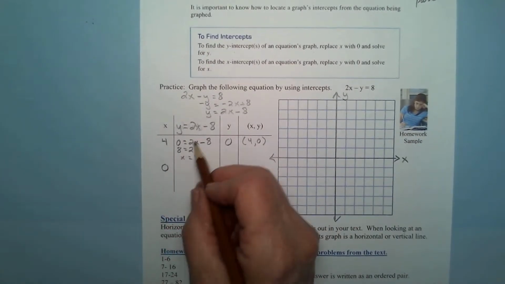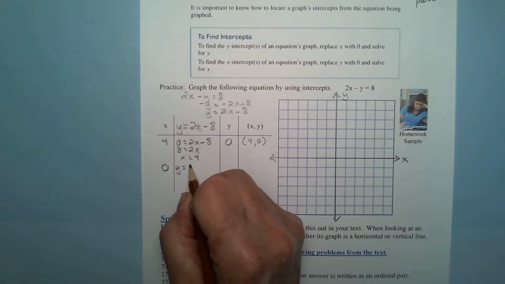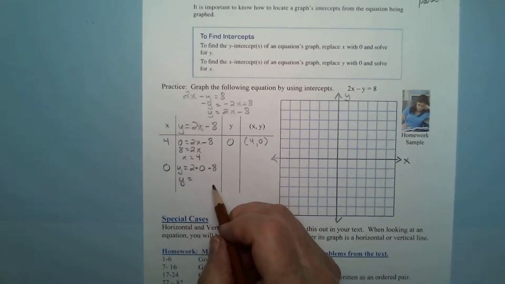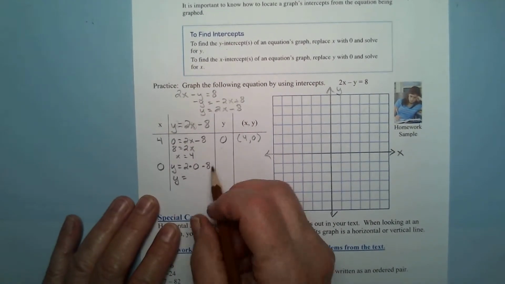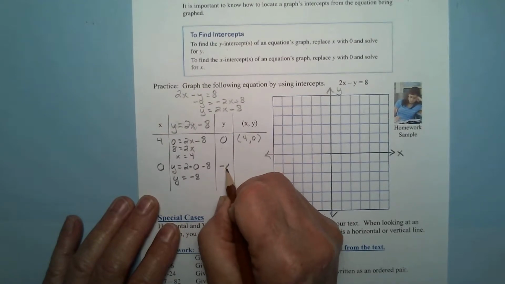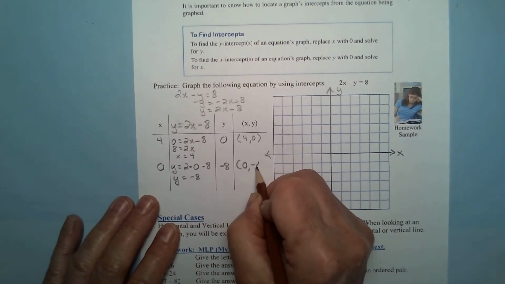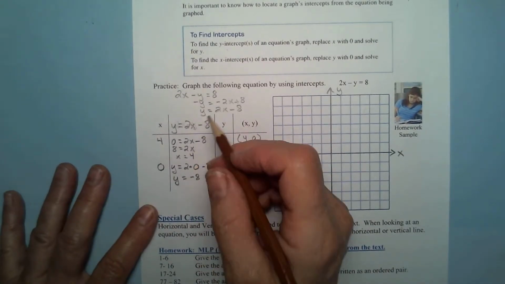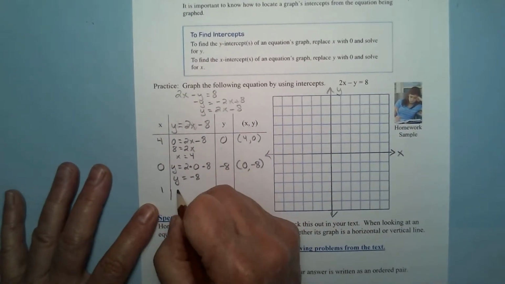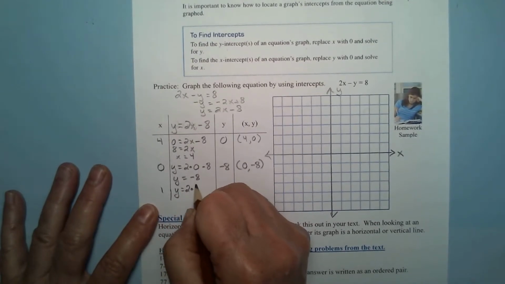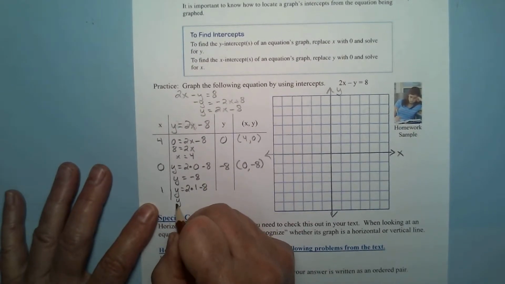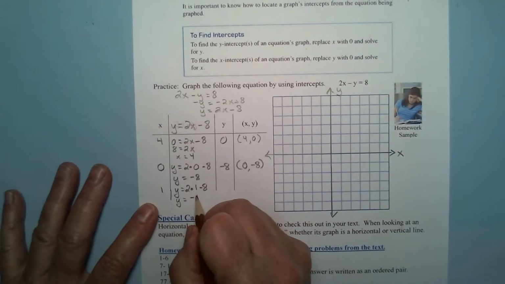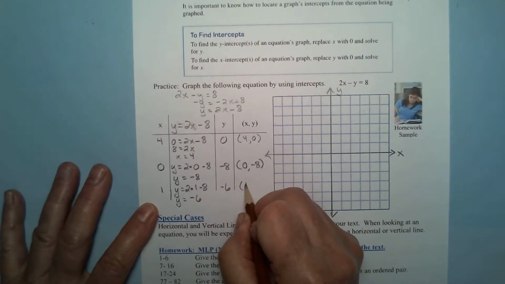If I put a 0 in for x, it's going to be y is equal to 2 times 0 minus 8. Y is equal to, well, 2 times 0 is 0, and minus 8 is just negative 8. So it's (0, -8). And I'm going to put in one more just to kind of check, and I think I'll use a 1 for x. So I'm going to have y is equal to 2 times 1 minus 8. Y is equal to, well, this is a positive 2, and a positive 2 minus 8 is a negative 6. And there's my ordered pair.